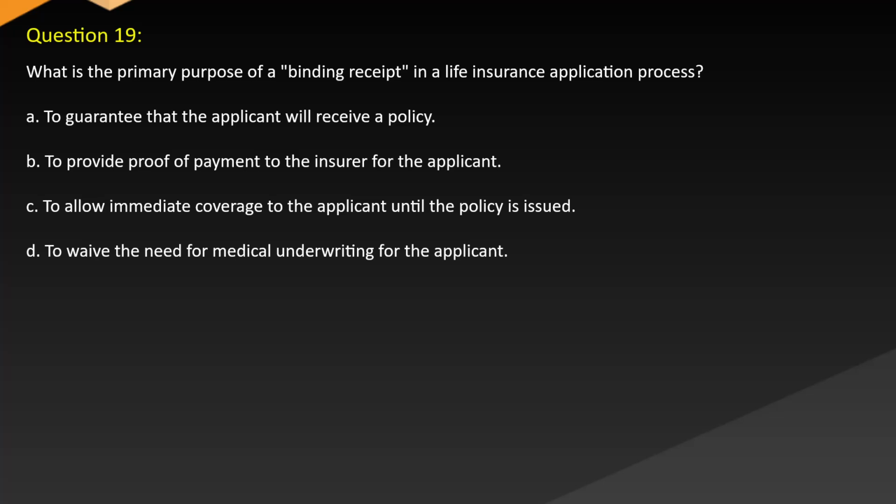Question 19. What is the primary purpose of a binding receipt in a life insurance application process? A. To guarantee that the applicant will receive a policy. B. To provide proof of payment to the insurer for the applicant. C. To allow immediate coverage to the applicant until the policy is issued. D. To waive the need for medical underwriting for the applicant.